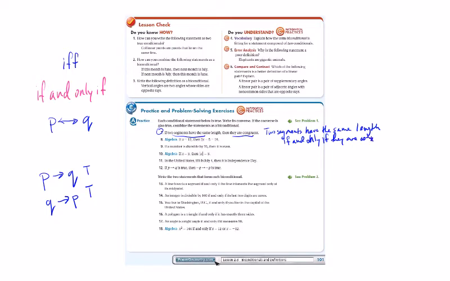if and only if they are congruent. All right, so that's the basic idea of a biconditional statement.